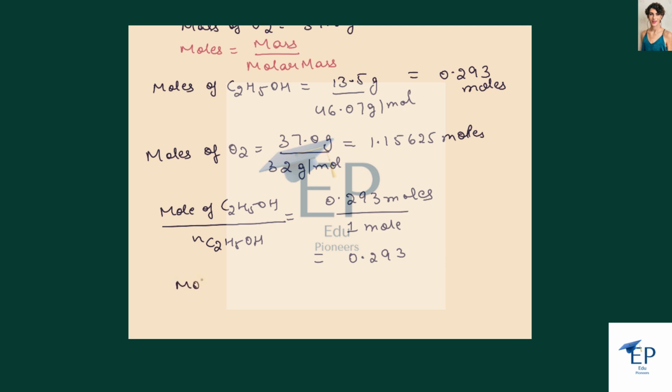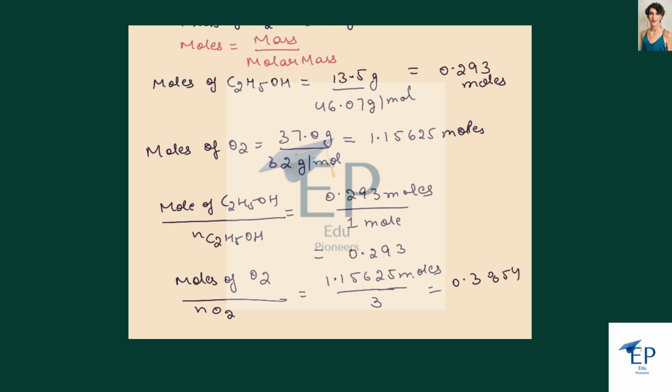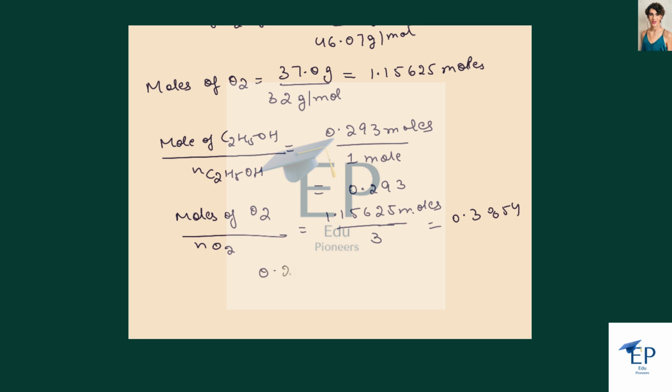Now the next is the moles of the O2 to the moles of the O2 that is present in the balanced equation, so this is equal to 1.15625 moles divided by 3 moles of oxygen, so this comes to be 0.3854. Now here this 0.293 is lesser than 0.3854. So in this case the ethanol is the limiting reagent here.